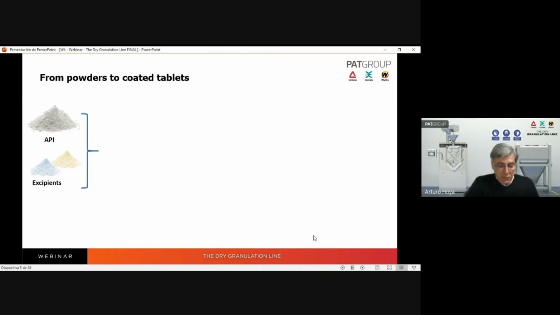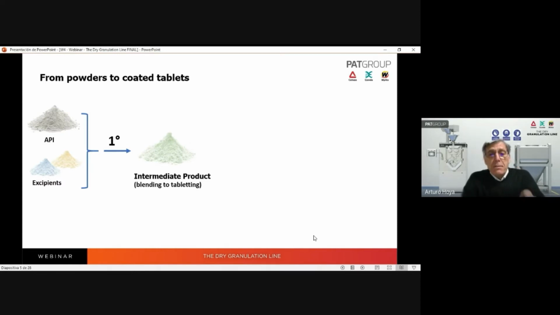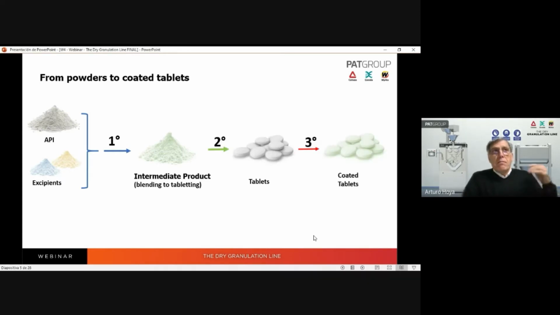Well, the general sequence from the powder to coated tablets is this: API and excipient first produce the intermediate product. This intermediate product will be tableted in the tablet machine and then coated in the perforated pan. These two steps, tableting and coating, will be presented in the next webinar, the fifth, tableting, and coated tablet in the sixth webinar.